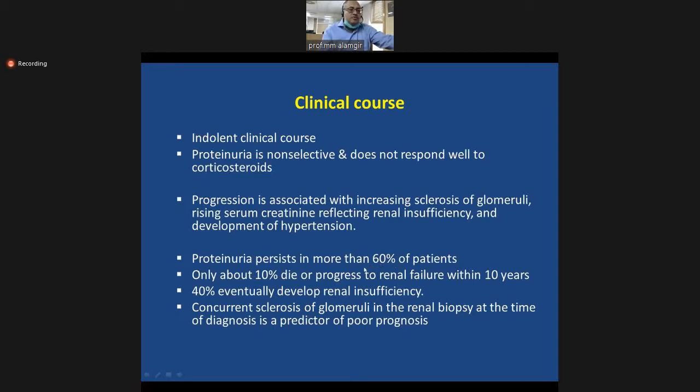So this is a renal sort of hypertension. Proteinuria persists in more than 60% of patients. Only about 10% die or progress to renal failure within 10 years. 40% eventually develop renal insufficiency. These are the statistics. Concurrent sclerosis of glomeruli in the renal biopsy at the time of diagnosis is a predictor of poor prognosis. If in the initial biopsy, which comes to the lab, we see fibrosis in the glomeruli, then the prognosis becomes poorer in this case.